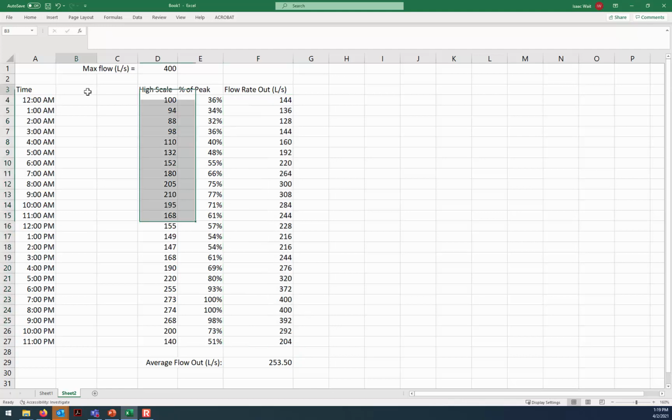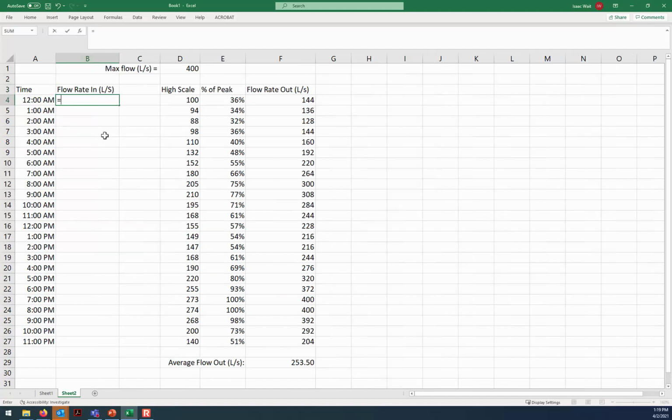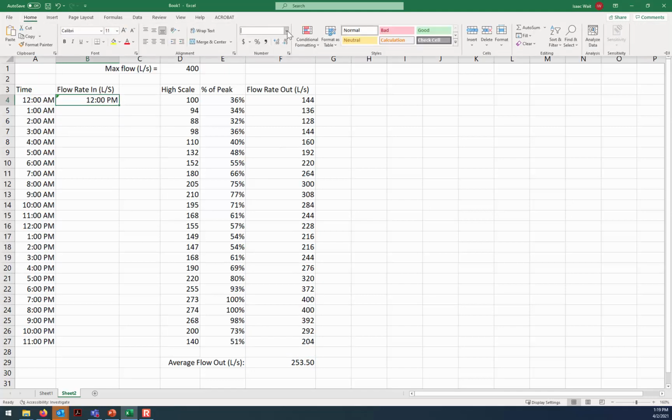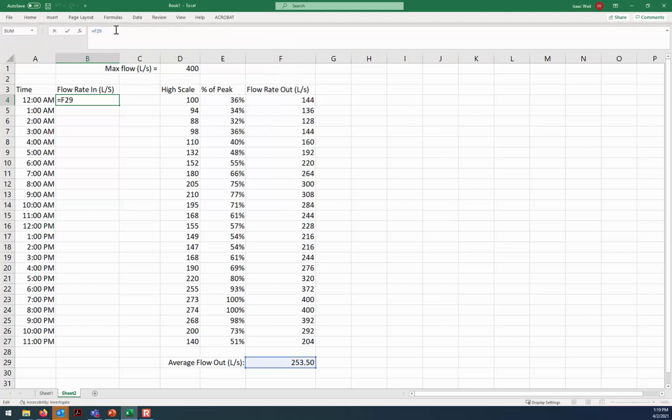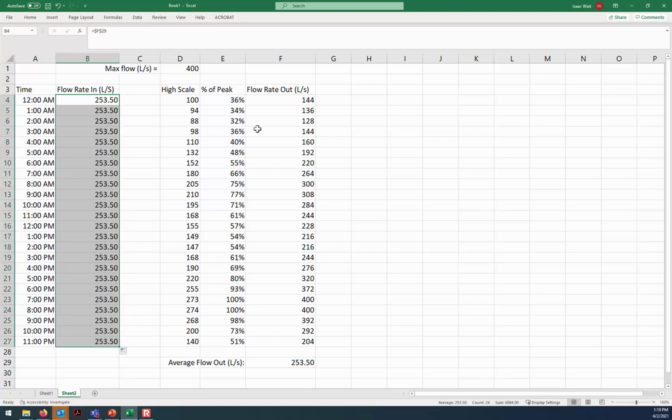So I'm going to say that the flow rate into the tank is this average flow out. So I'm going to set it equal to 253.5. Oh, and I've got it formatted as time, which I don't want. I need to format that as a number. And I'll anchor the reference so that I can drag this down, and it's always looking at the average flow out. So that's the flow rate in, and here's the flow rate out.